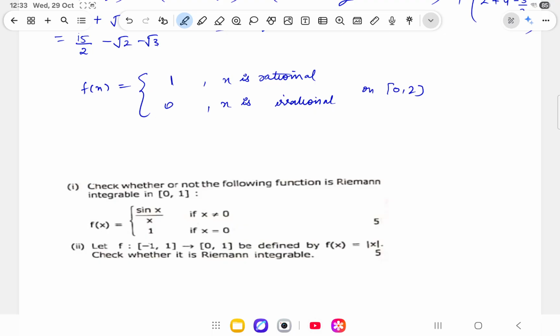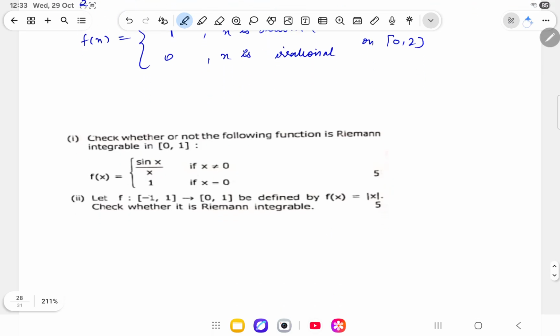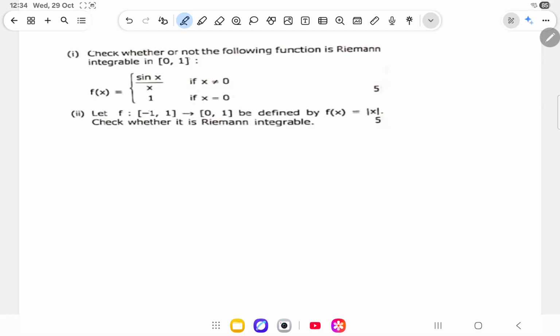Now let's move on to discuss the next question. So the next question is, check whether or not the following function is Riemann integrable. The given function is f(x) equals sin x by x when x is not equal to 0, and it is 1 when x is equal to 0.